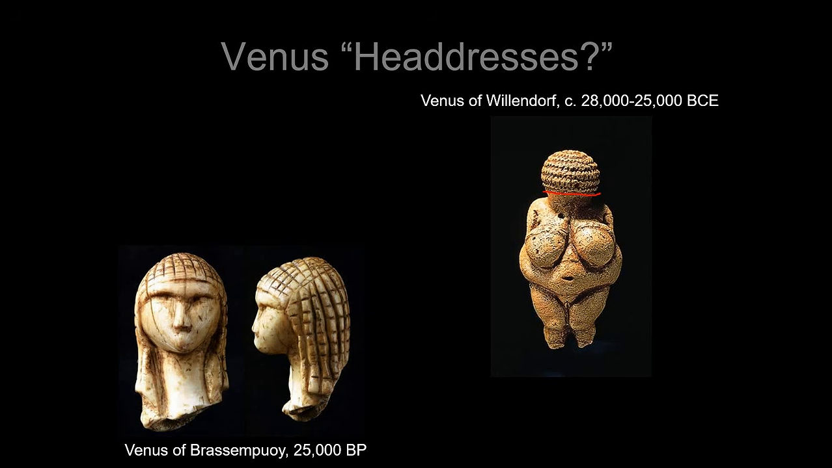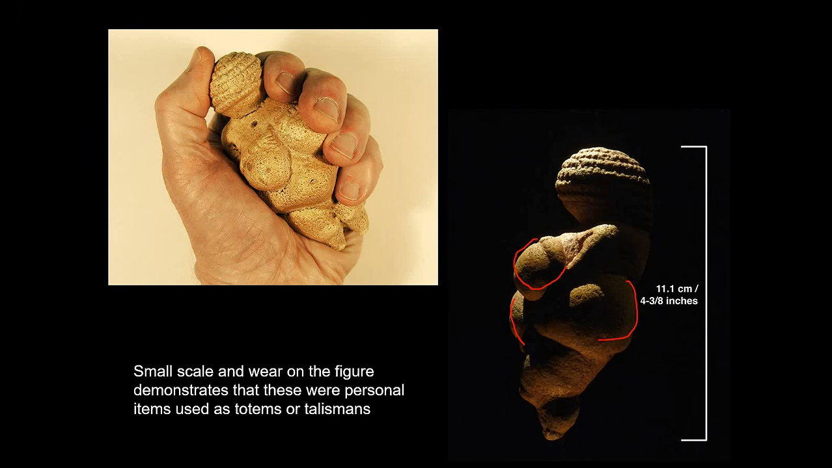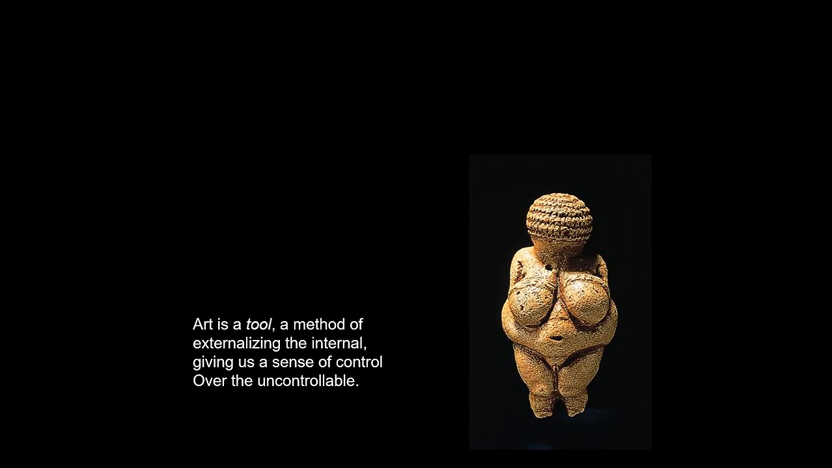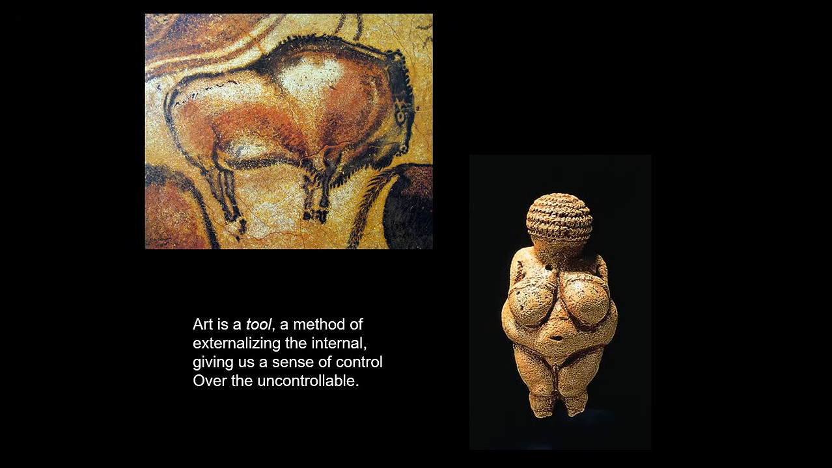These aren't depictions of individual people. These are depictions of an idea, and that idea is the idea of fertility, the idea of giving you a sense of control over things that you don't control. And this is where we begin to understand what these things are for, whether it's the cave painting or the Venus of Willendorf. These are tools. Art is a tool in a way. Again, it's not a traditional tool. It is a tool that helps you manage the unmanageable.